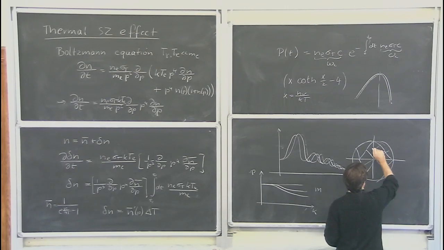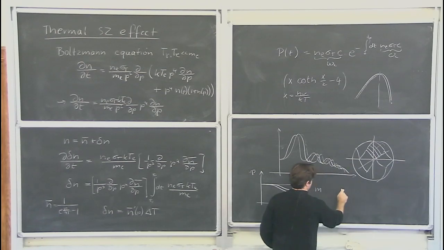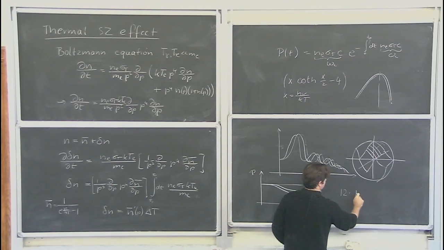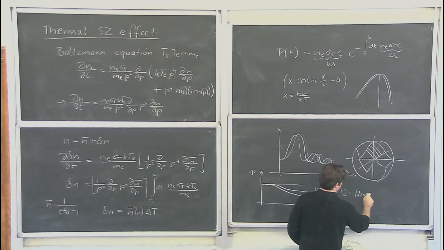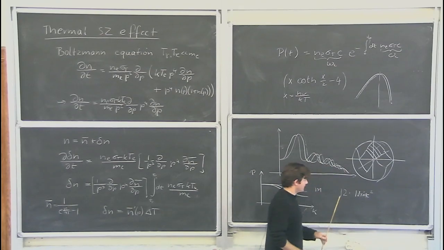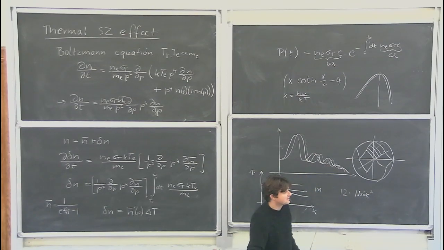So each of them is divided a number of times. So the number of pixels is 12 times NSIDE squared. So this is what the NSIDE here means.